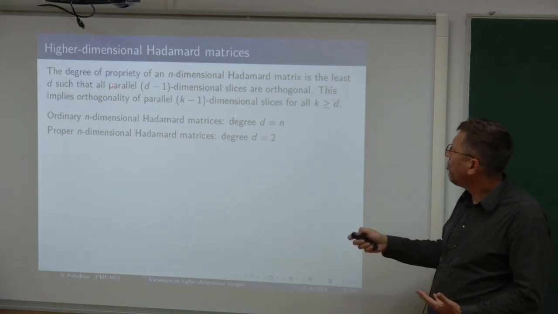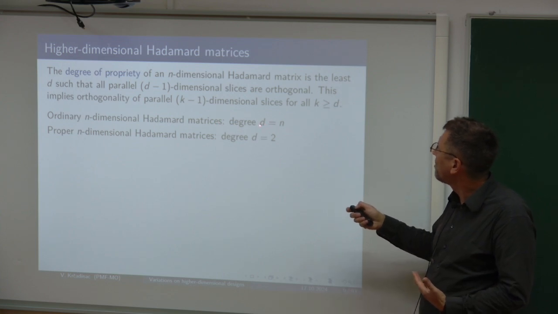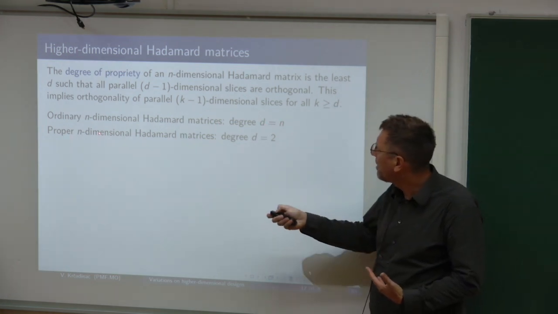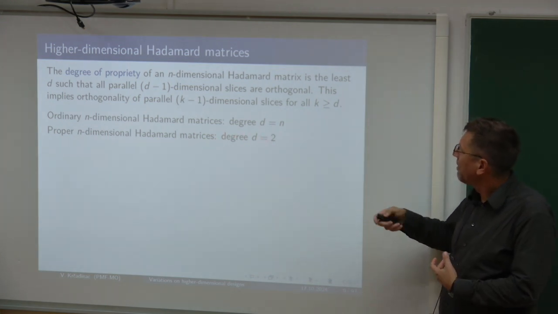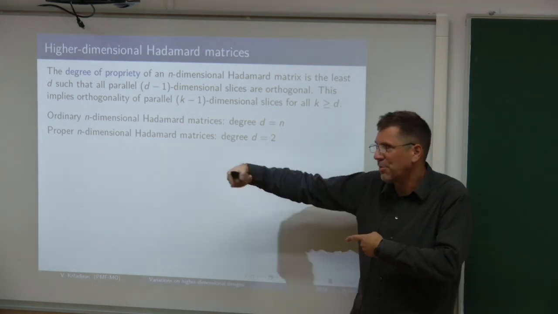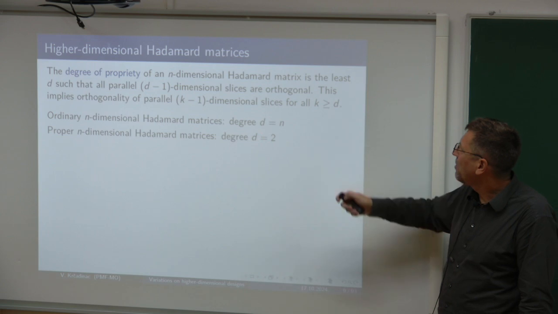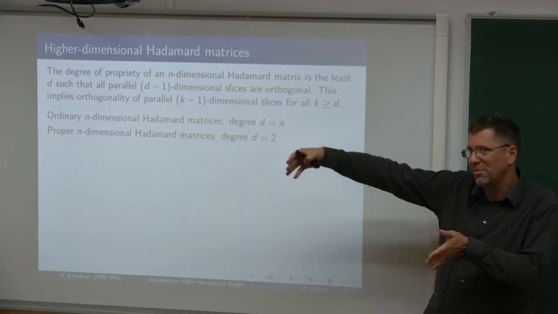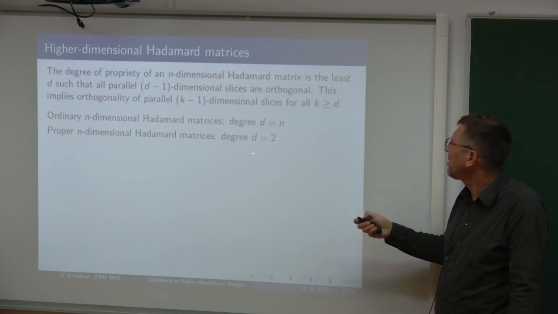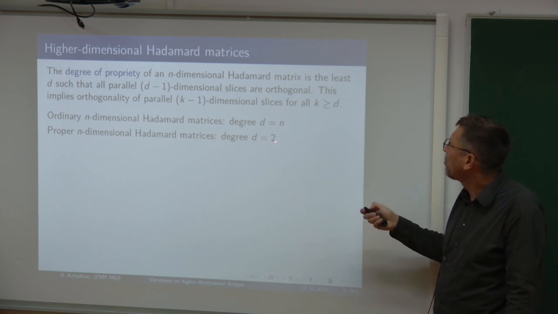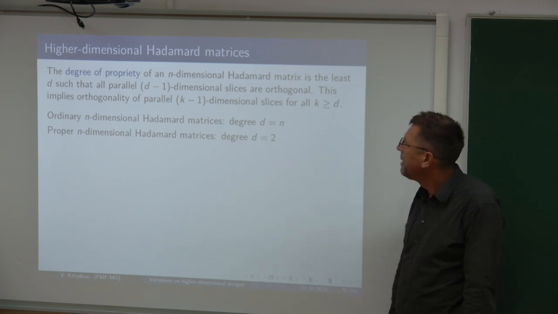Ordinary n-dimensional Hadamard matrices are just orthogonal of degree n, whereas proper ones are of degree 2. So a degree 2 matrix is automatically degree 3, 4, and so on. Basically, I'm just going to be talking about these two extremal cases. Although there are a lot of in-between conditions, they have mostly been studied either for degree 2 or degree n. So the strongest possible or the weakest possible.